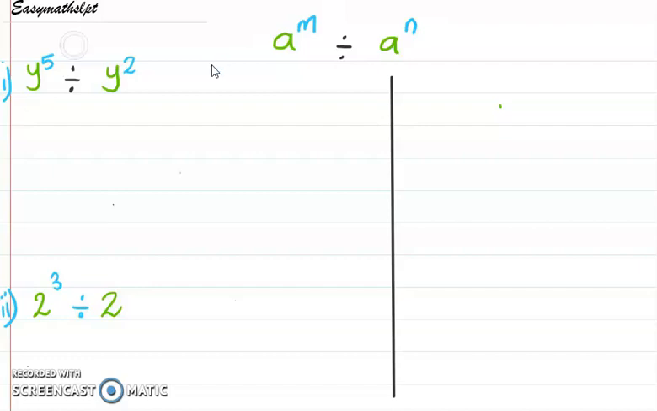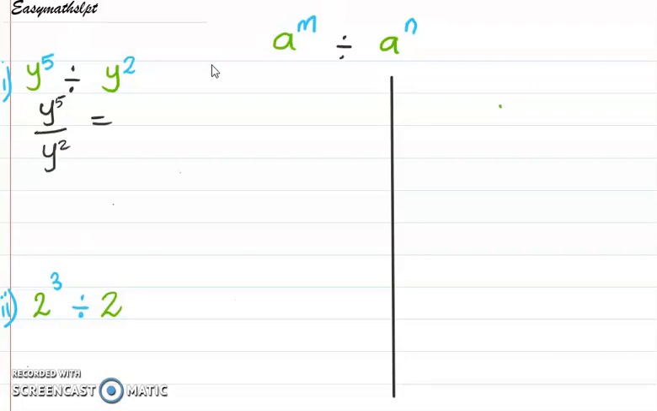Notice y to the fifth power divided by y squared, and in the second example, 2 to the third power divided by 2. Now notice that the bases are the same in both examples, and that's how we can apply the rule. The bases must be the same. Now, how would we simplify these expressions? Well, first, let's rewrite them as fractions. So y to the fifth power divided by y squared.